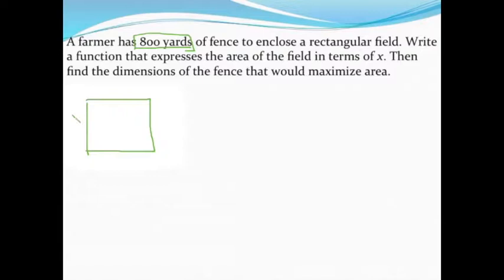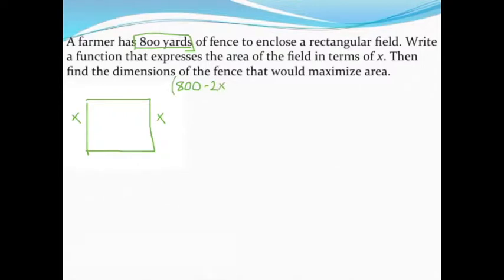Well, these two sides of the rectangle I'm going to call x. I'm going to pretend I don't know that it's supposed to be a square. I then have to think what's left over for the other two sides of this rectangle. Well, I've got 800 yards total that I can use, and I've already used two x's. So 800 minus 2x would represent what's left over for the other two sides.